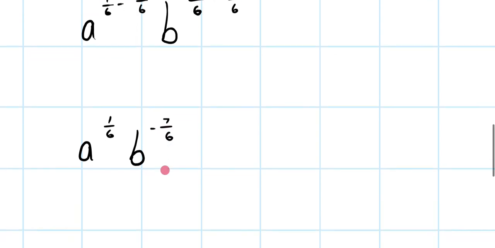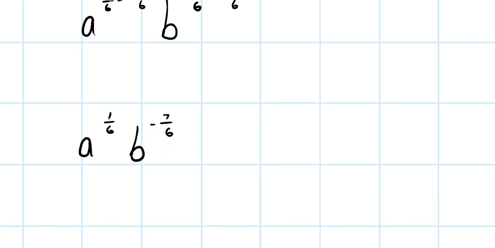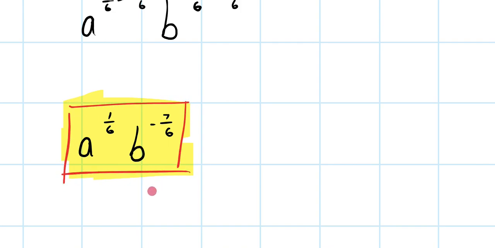Now, I could write that one in the denominator and get rid of that negative indice, but you know what? I'm just going to leave it like that. So that is my final answer. I'm going to put a red box around it. Hopefully you're able to get that, and hopefully that makes sense.